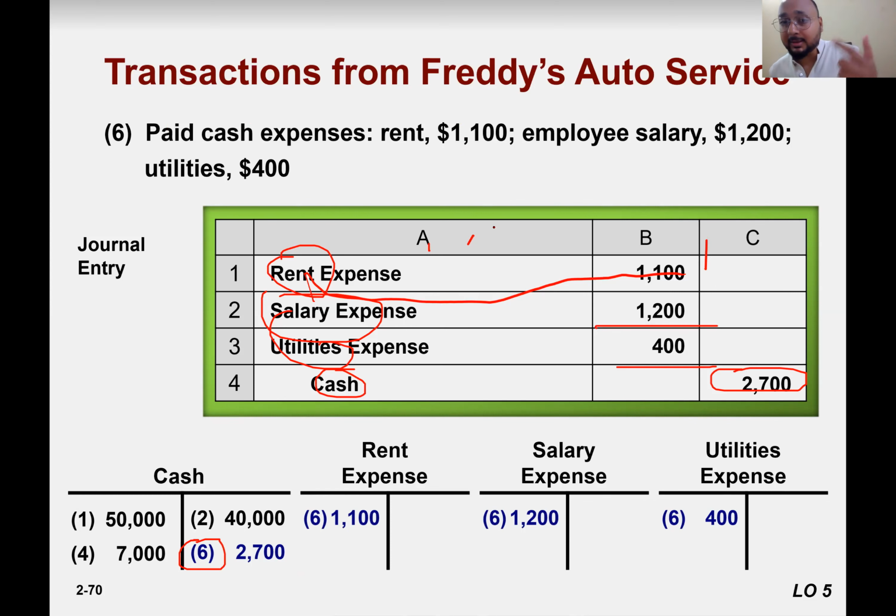And whenever I say to, that triggers his mind that what I say next is going to be credited. So I just say to cash. He will write it down like this with a space here, cash, and on the credit side, 2700.